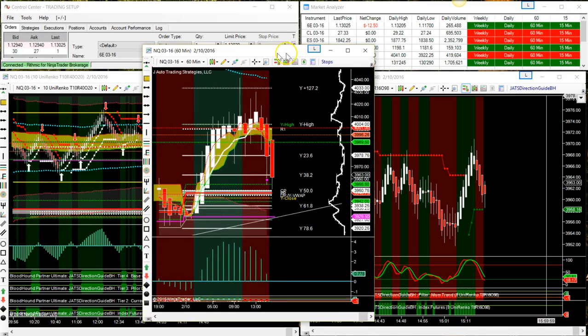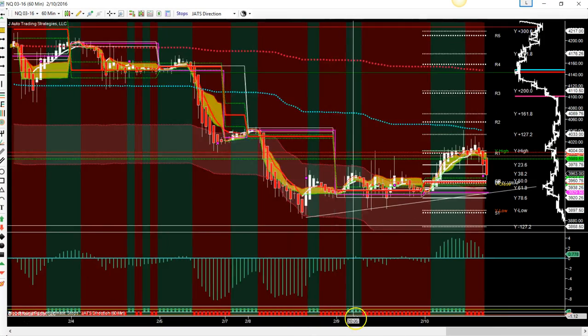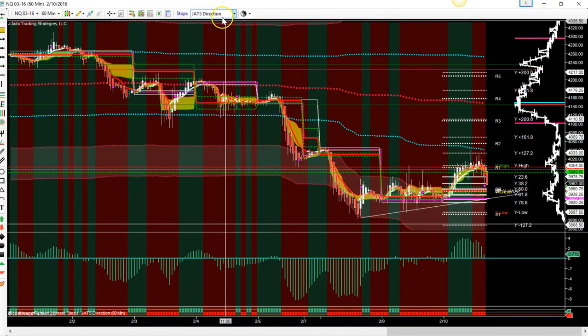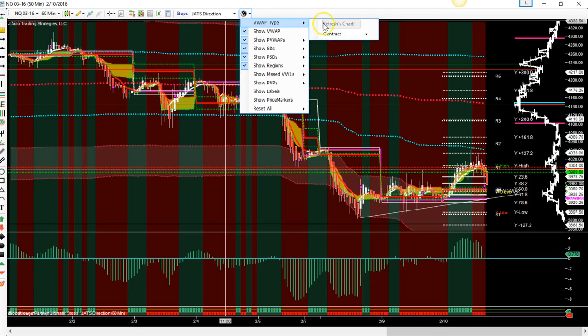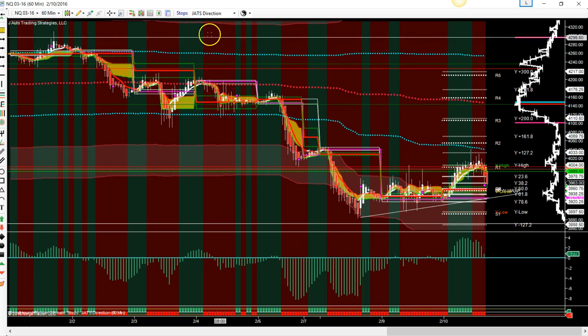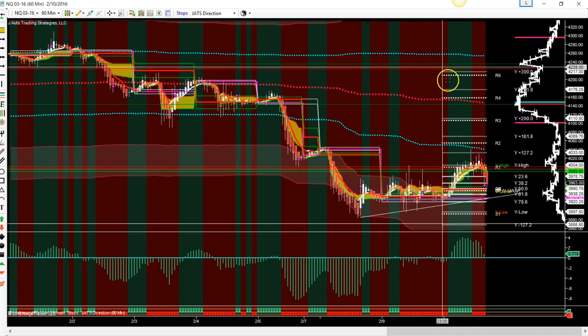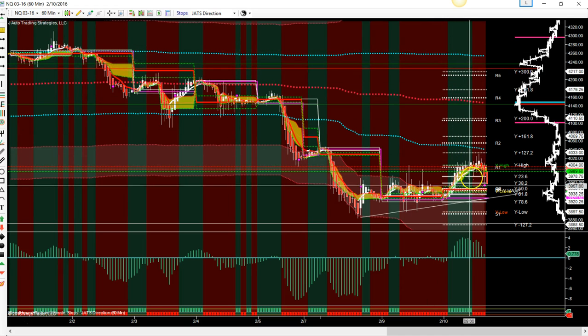To give you a historical context on this, here's a 60-minute chart with the VWAP for the contract. You can change your VWAP from daily, weekly, monthly, yearly, and contract. And when you change it to the contract, that will be for your contract period, March 16th. We're about ready to switch this contract, I think, but for right now, it's still March 16th.